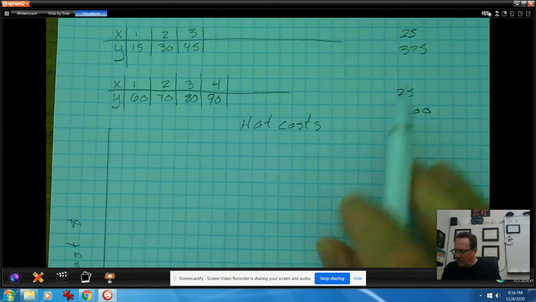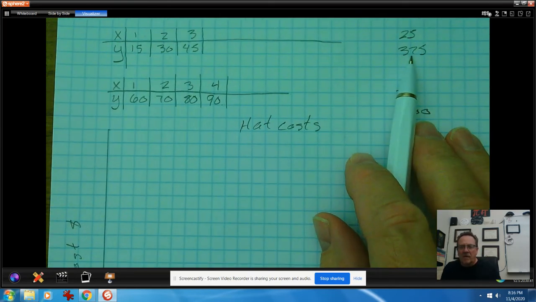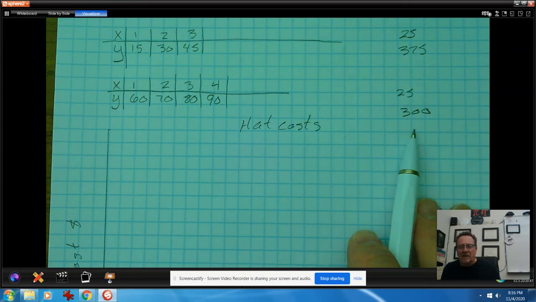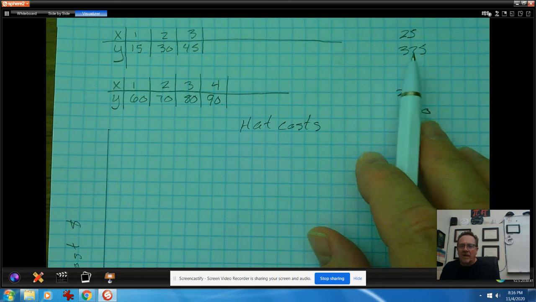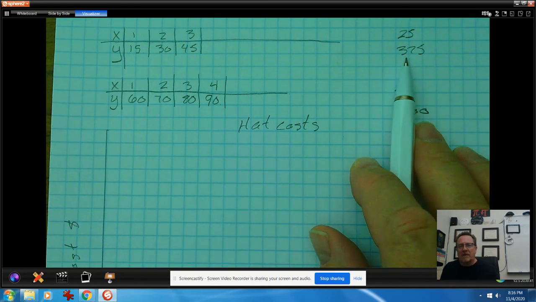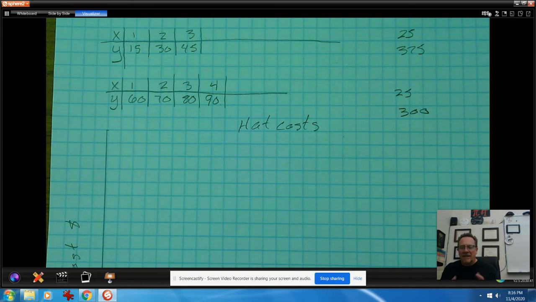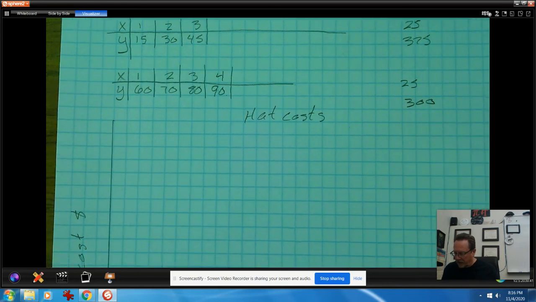So, like I said, for this first company, somewhere before you get to 25 hats, they start charging you more than this company, because I can get 25 hats from company 2 for $300, and from the first company, 25 hats is going to cost me 375. So they did flip flop somewhere, and I'm not quite sure where, but let's say that I go out as far as 25, I have to get up to 300.